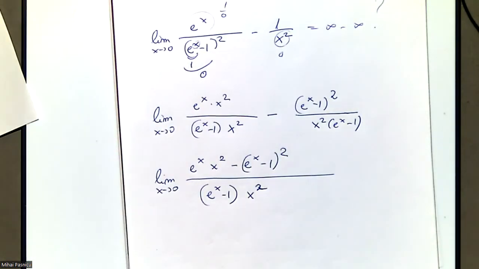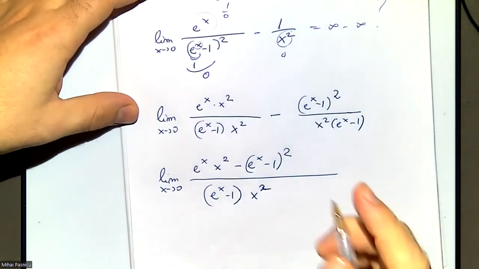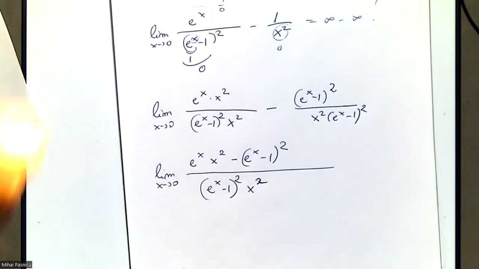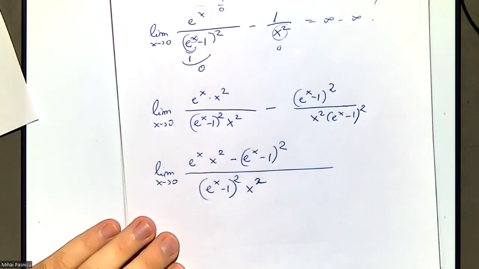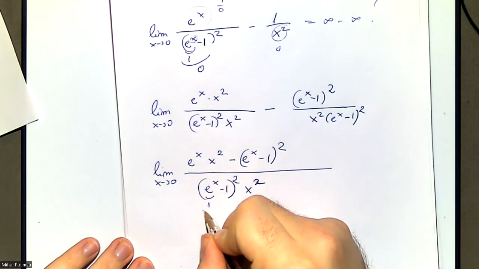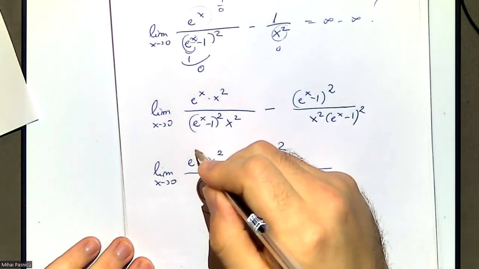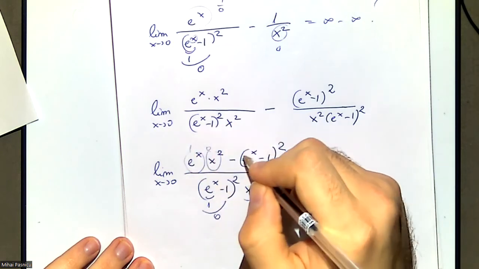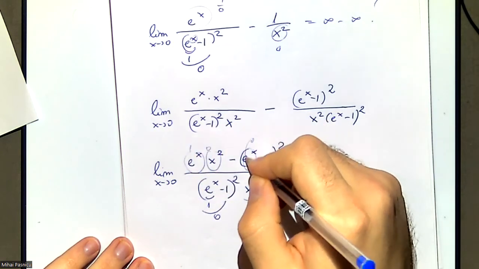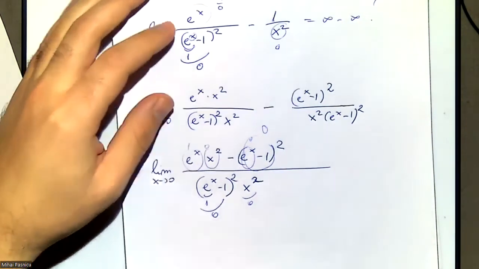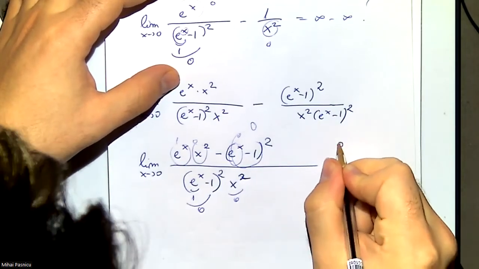Okay, so where are we after all this is said and done? Let's evaluate again. X is 0, so this is 1, this is 0, and up top I'm going to have 1 minus 1, so this is 0 again. This is not how I expected it to go, but we just have to do it. So I have a 0 over 0 case.